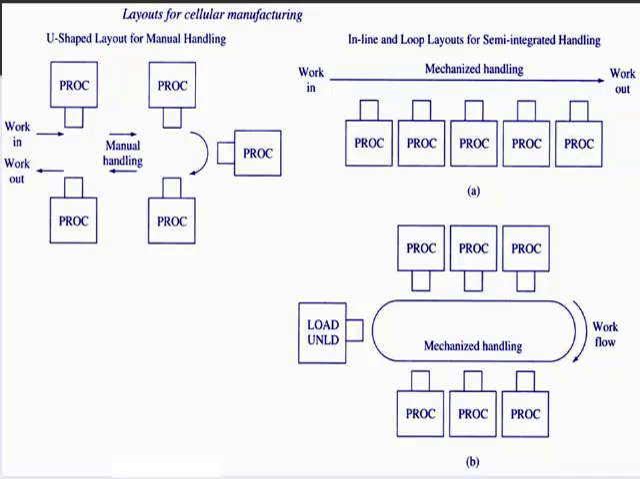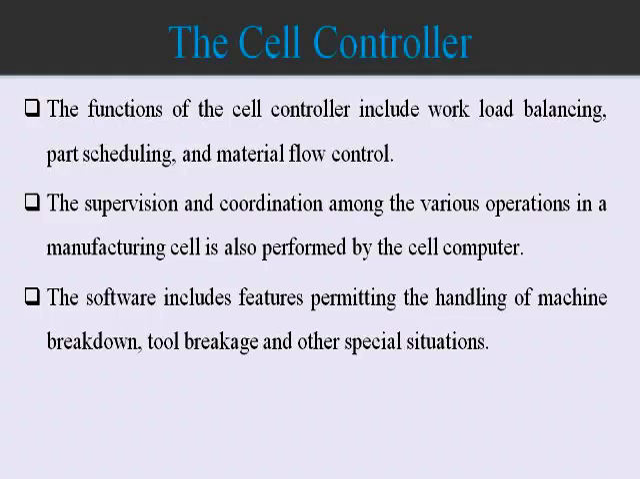The software includes features permitting the handling of machine breakdown, tool breakage, and other special situations. Sometimes in a flexible manufacturing cell, a robot is used. Such a robot is called a cell robot.